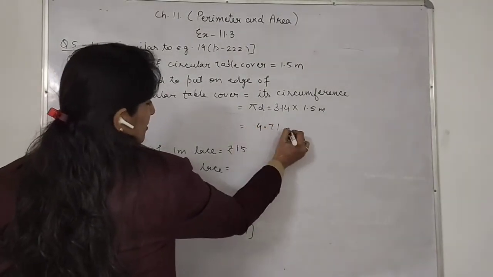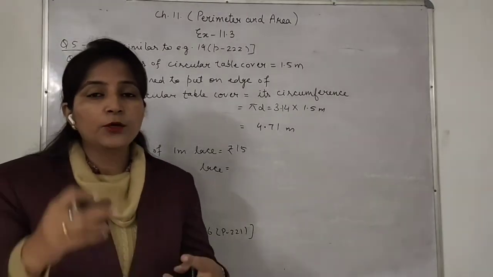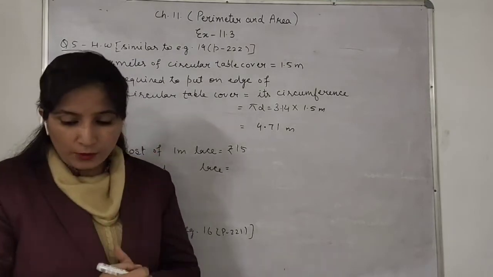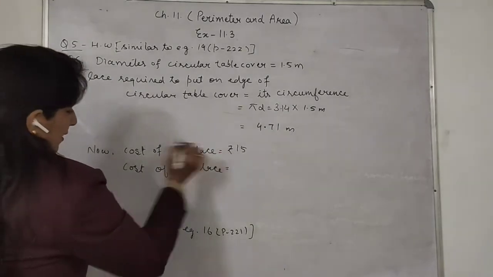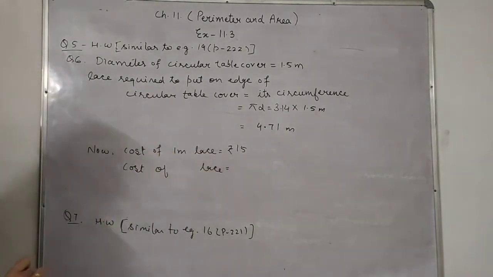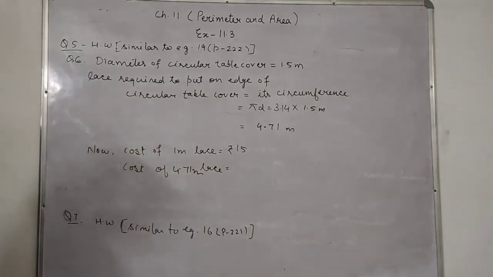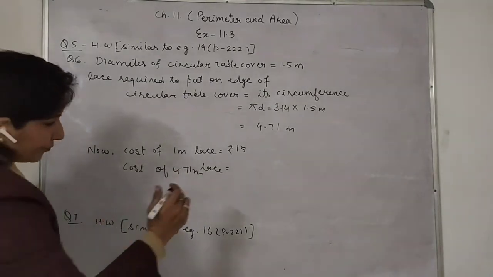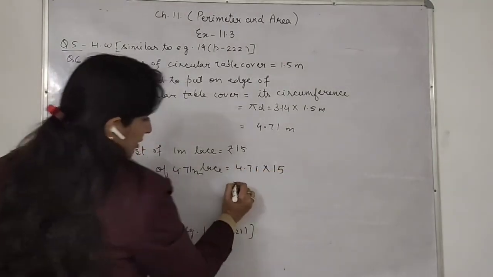4.71 meter, the circumference. Now cost of 1 meter lace is given as rupees 15, and we need to find out the cost for the lace which is required to put around the circular table cover. So what we need to write, cost of 1 meter lace given to us, that is rupees 15. So cost of 4.71 meter lace, that we need to find out. So for that, 4.71 should be multiplied with 15. Fine.